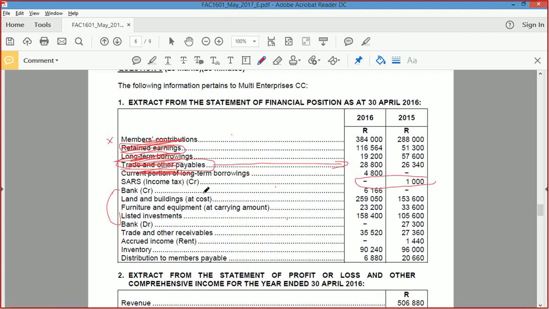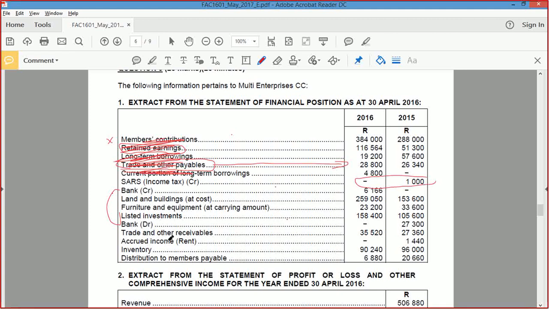Obviously in the exam you'll never be given a complete cash flow because there are just too many marks that would be awarded for it, and there are other sections that they need to test as well. So they'll always ask for a section, either investing or financing or operating.